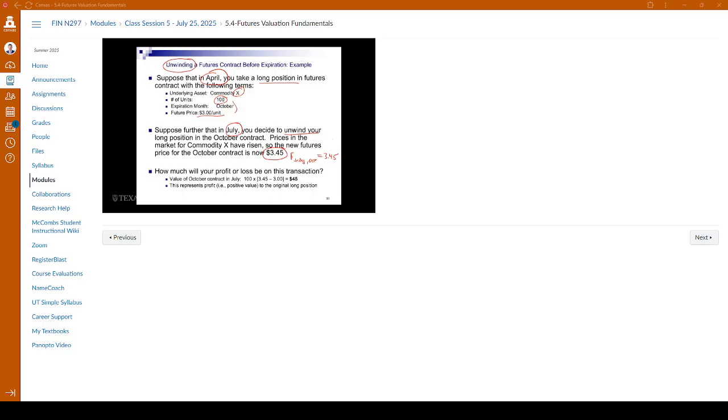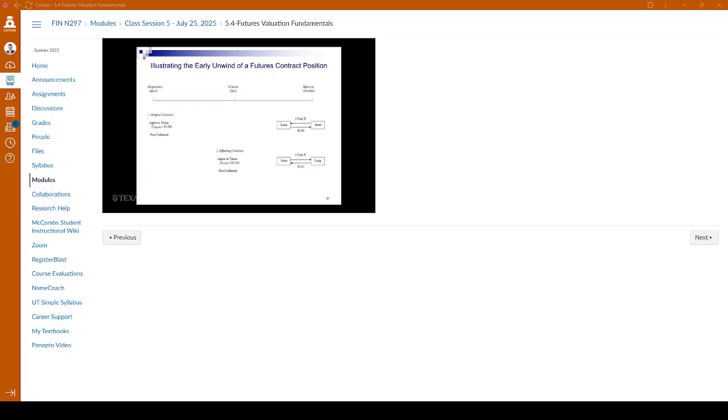All right, and what we'll see is that we will have actually made $45 off that transaction if we unwind our position in July, because the price has risen and we're the long position. But let's see that visually, so we can make sure we understand.